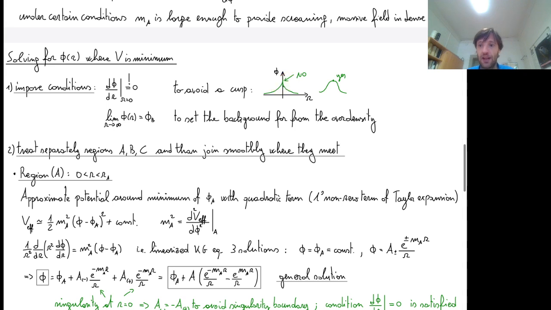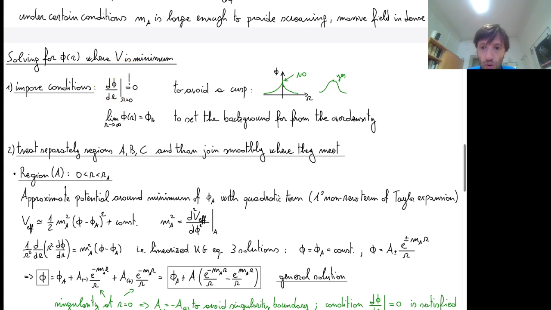Okay, and that's the case whenever the derivative of phi, of the potential, the derivative of the scalar field with respect to the radius is equal to 0. What does it mean, derivative equal to 0? That at r equal to 0, you see, this is flat. Okay, we have something flat like that. We have a function smooth like that, no cusp in the center. That's given by this constraint here.